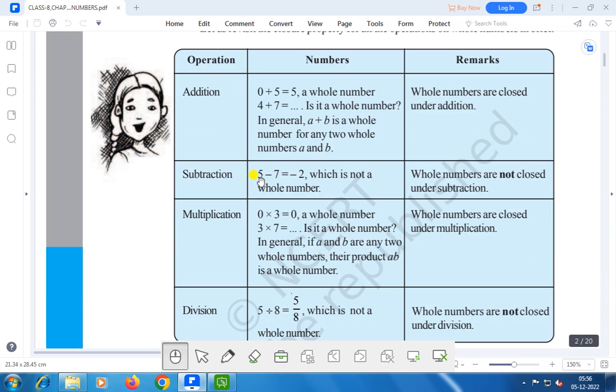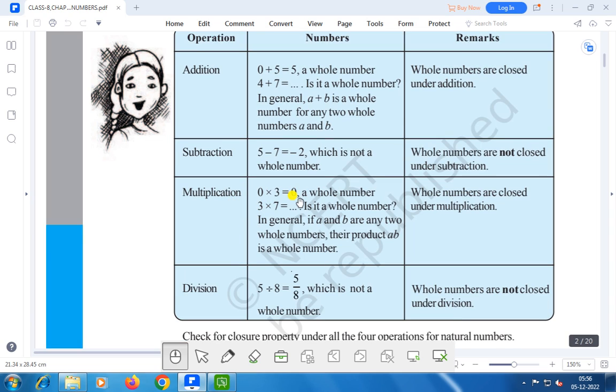Subtraction: 5 minus 7 is equal to minus 2, which is not a whole number. Whole numbers are not closed under subtraction. You have to remember these properties. Multiplication: 0 into 3 equal to 0, a whole number. 3 into 7 is equal to 21. Is it a whole number? Yes. In general, if a and b are any two whole numbers, their product ab is also a whole number. That means whole numbers are closed under multiplication.